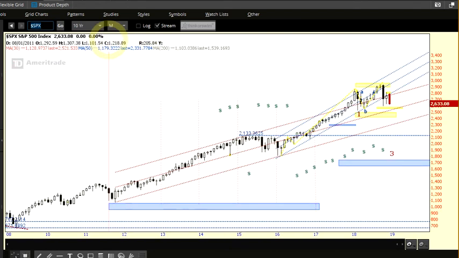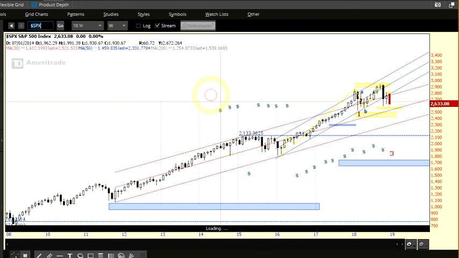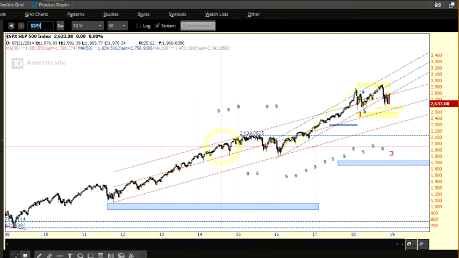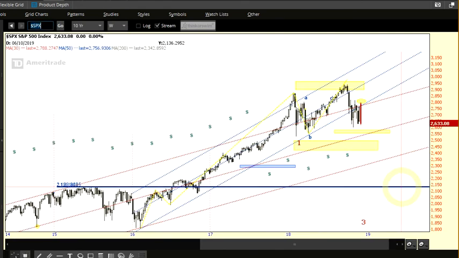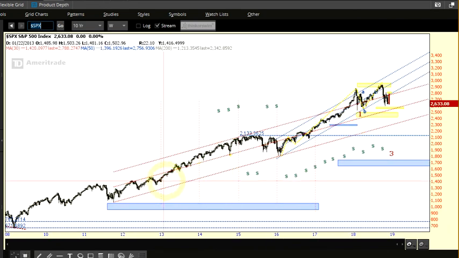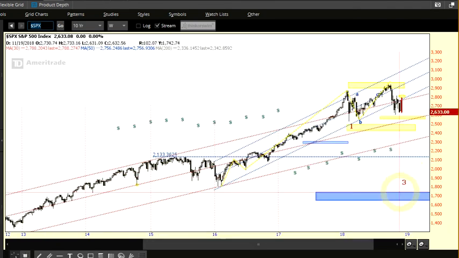Okay. Now you can begin to see, I'll put it back on a weekly though. You can begin to see this blue box down here around 1700. So obviously, if you've got a 401k or an IRA, you really can't short the market. So the best place to be here is just in cash when this is making this move.